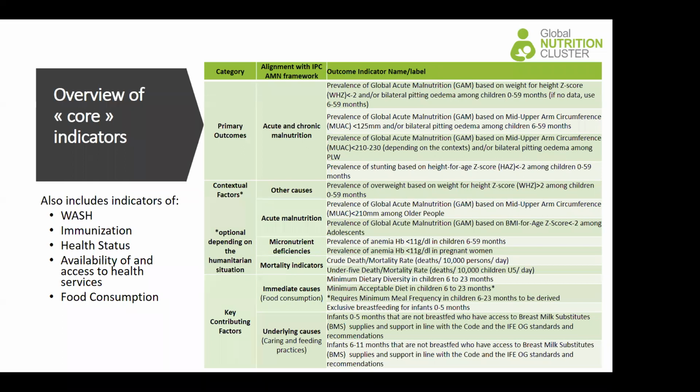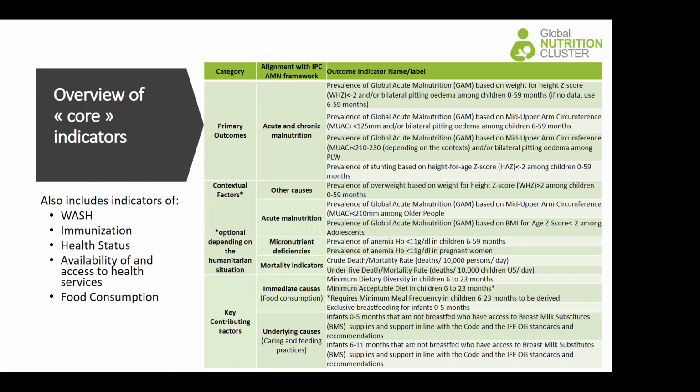When it comes to IYCF, we have exclusive breastfeeding for infants 0 to 5 months, but also children 0 to 5 months or 6 to 11 months who are not breastfed and who have access to breast milk substitutes, supplies, and support. These were two key indicators that were put forward by the IFE core group for this guidance.